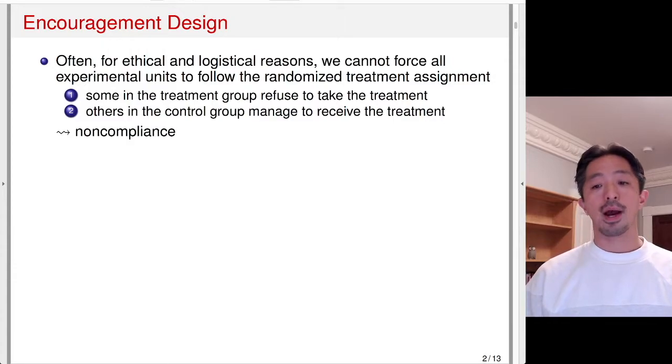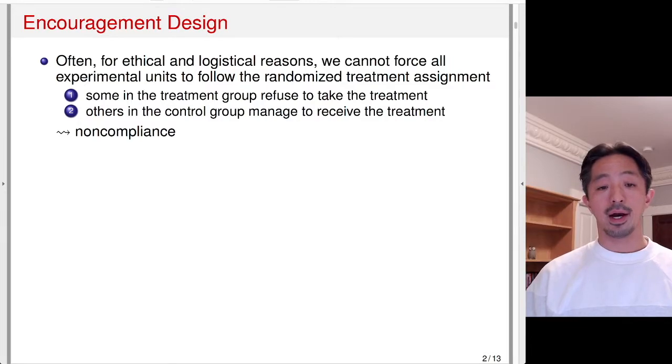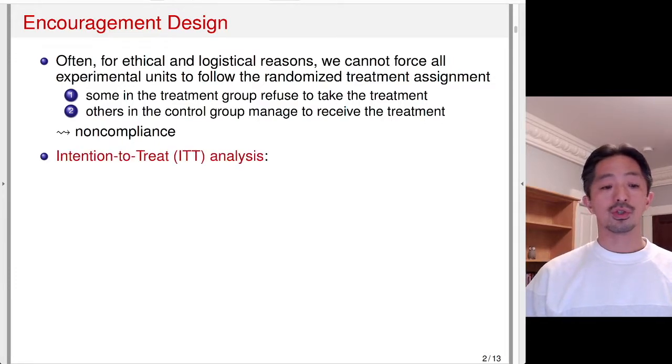This is called non-compliance, and it's often a problem because it may induce selection bias. One simple and effective approach in this situation is to conduct the so-called intention to treat analysis, or ITT analysis. The idea is to give up estimating the effect of the treatment itself, but instead estimate the effect of intention to treat, the effect of the encouragement to receive the treatment, which is actually randomized.